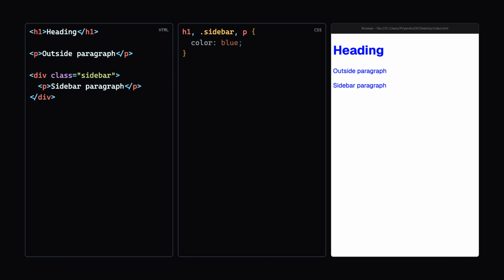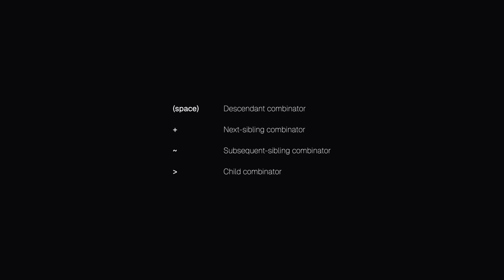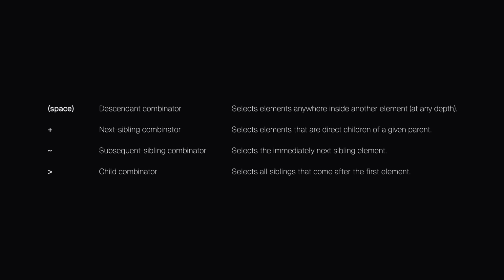commas. Now, you might be wondering, if a space changes the meaning, are there other symbols like this in CSS? Yes, CSS has some real interesting ones like space, plus, tilde and greater than. These are called combinators and they let you combine selectors in powerful ways. We will explore them in detail in an upcoming video with some cool practical use cases.